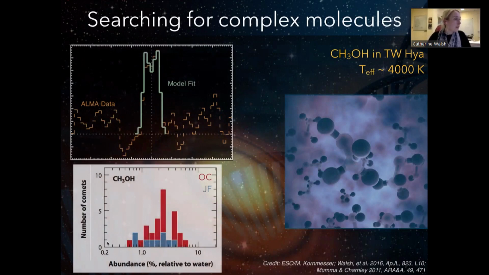This is the number of comets. And on the x-axis, we have the abundance relative to water for, again, our red Oort cloud comets and our blue Jupiter family comets. And you can see that there's a bigger spread in abundance, from a fraction of a percent all the way up to 7 or 8% relative to water, with a peak around 2 to 3%. So we have around 8 or 9 comets now with that abundance distribution.